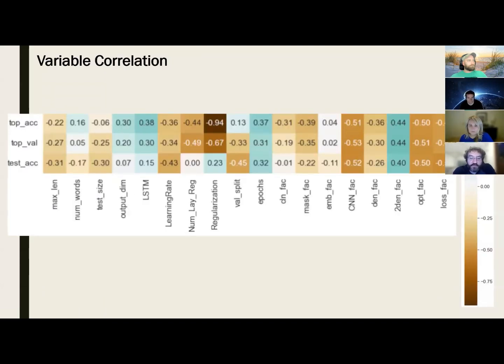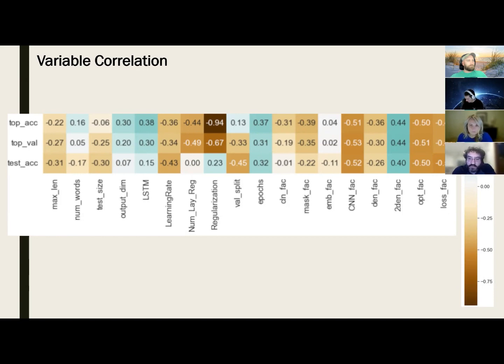This shows, of all the different variables that were changed, the correlation that was going on. If you look at the learning rate, you can see that's a negative 0.43. And that's because as we lowered the learning rate, the accuracy actually went up.